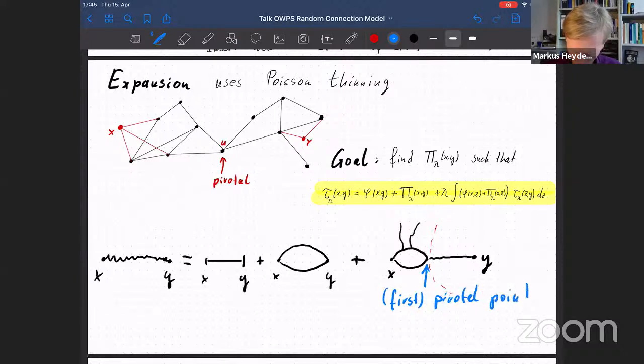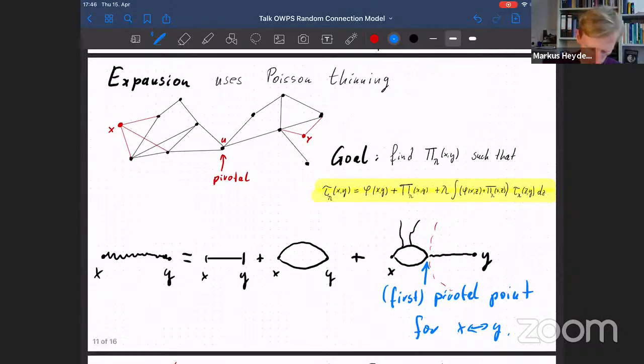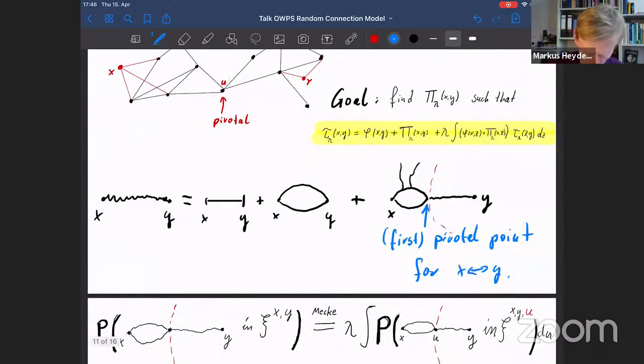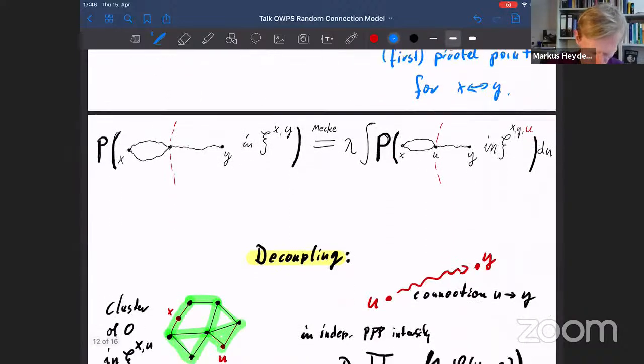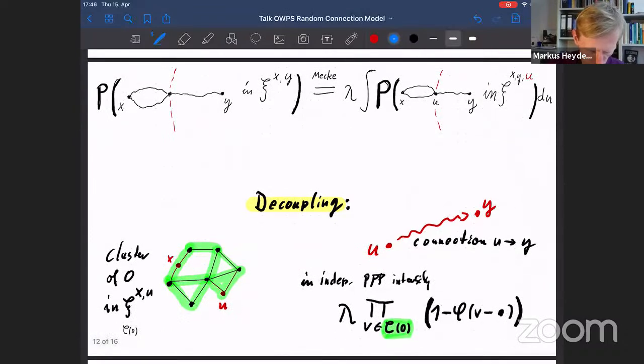For this connection from X to Y. And so this is what we want to zoom in on now. So we have this probability. Here we look at the probability of such an event occurring. So on the left-hand side is precisely this event which we were drawing before.